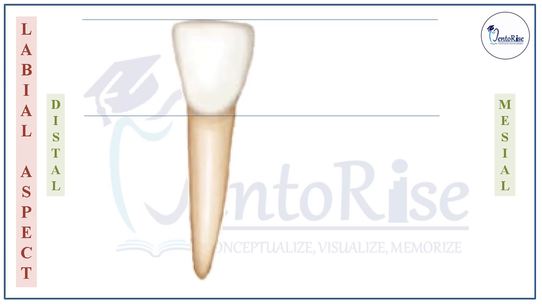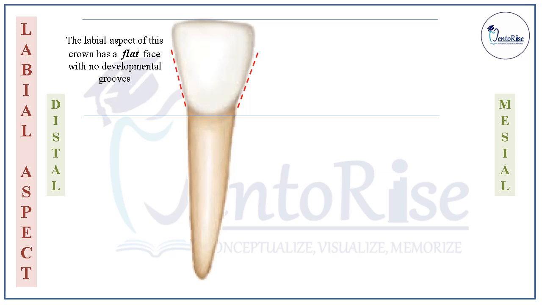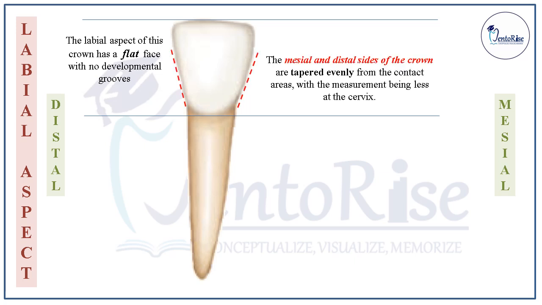Overall, if we talk about the labial surface of the crown, then this surface is flat with no developmental grooves. The mesial and the distal sides of the crown are tapered evenly from the contact areas, with the measurement being less at the cervix. The root is long and evenly tapers down till the apex. The root apex is pointed.